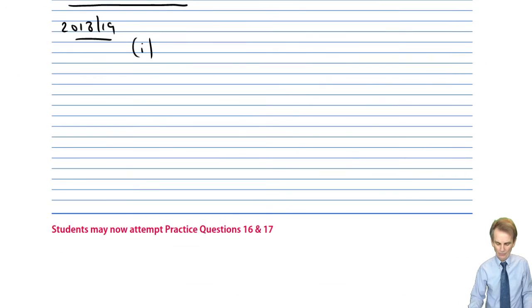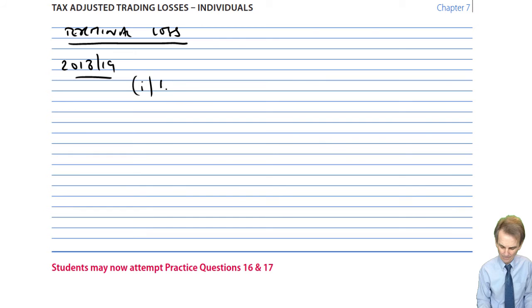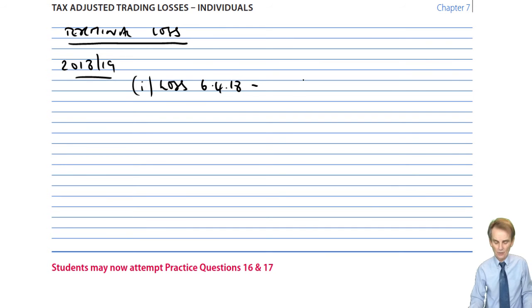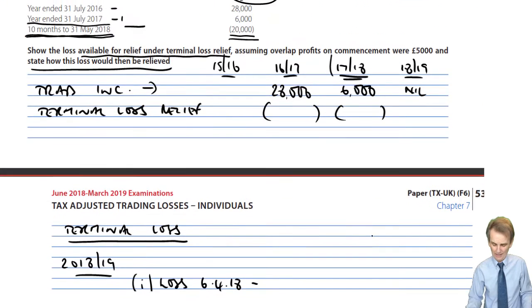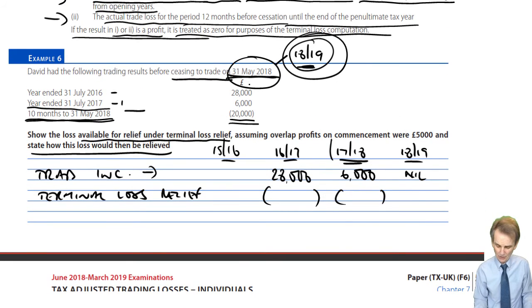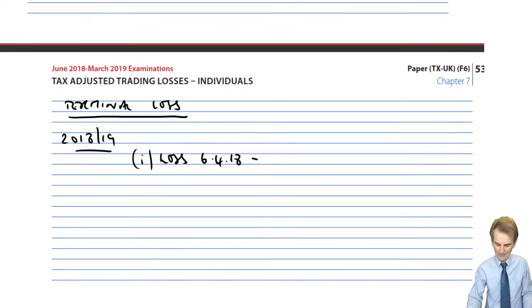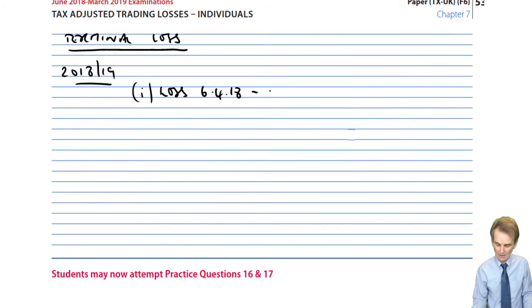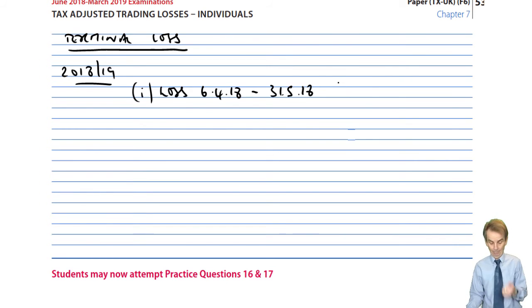First part of your terminal loss here in the final tax year, the loss from the start of the final tax year, that will be the 6th of April 18, through to your date of cessation. Again, remind you, what was the date of cessation? There it is, 31st of May 18. So 6th of April 18 to 31st of May 18. How many months is that? April, May. It's 2 months.